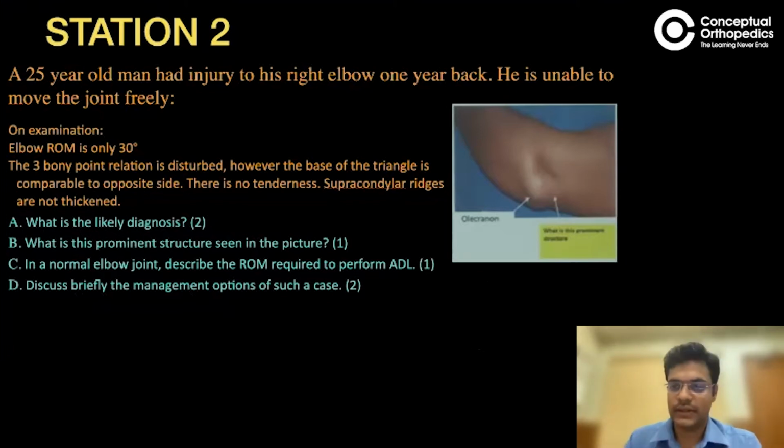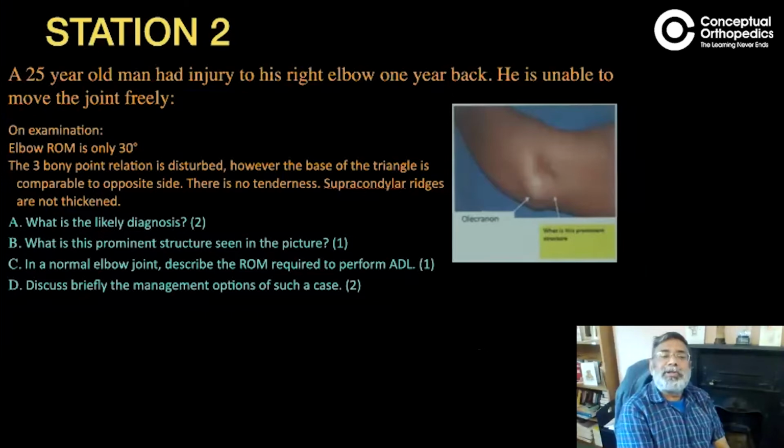Sir, is that right? Yes, that's absolutely fine. Again, in the management, because the elbow becomes very stiff very quickly, some people even start calling it a chronic dislocation at 2 to 3 weeks. So it is very unlikely that you will be able to reduce it closed.